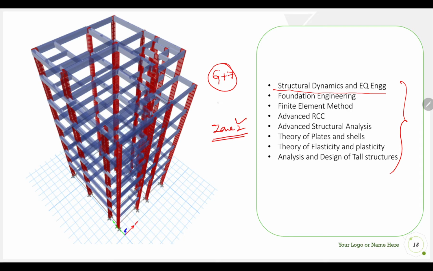Zone 2 is the one where, with respect to that zone, what are the zone factor, the importance factor, and the soil type, all these things will be considered and studied in earthquake engineering. The earthquake loads will be dynamic, that's why it is structural dynamics. Structural dynamics and earthquake engineering are the two subjects you will be studying to design the structure for earthquake resistance. That's it. Even so, you cannot make any structure completely earthquake proof.